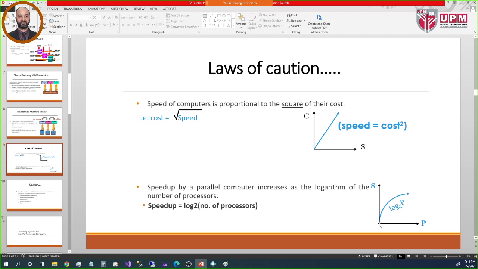If we increase from 1 processor to 2, we can see that the speed increases very fast. From 1 to 2, there is a very big difference. But from 2 to 3 or 4, the difference starts becoming smaller and smaller until it becomes steady. Then we reach a certain point. After that point, even if we increase the number of processors, the speed will remain the same. So this is the logarithmic relation between the speedup and the number of processors.